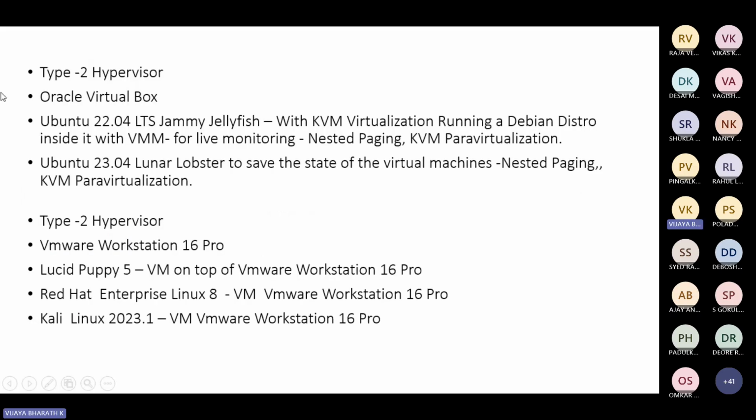So we are going to use a type 2 hypervisor. You can also install it; just take note of it. You have to download this version. Oracle VirtualBox, you can download it from the internet. I'll show you the website. If you're using a personal laptop, you can do it pretty well.